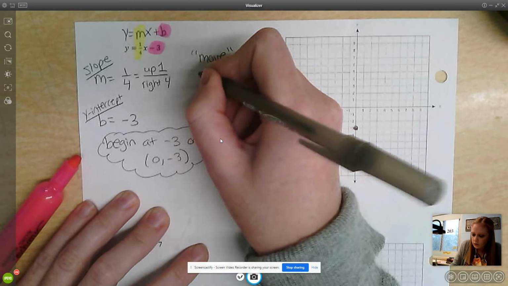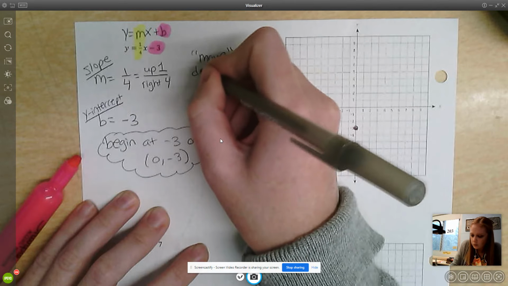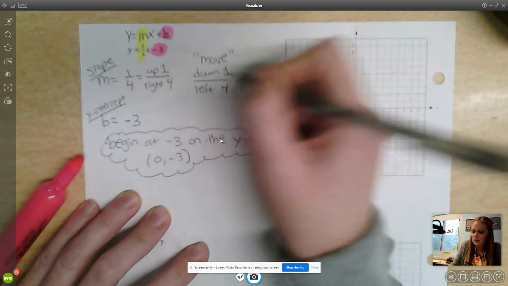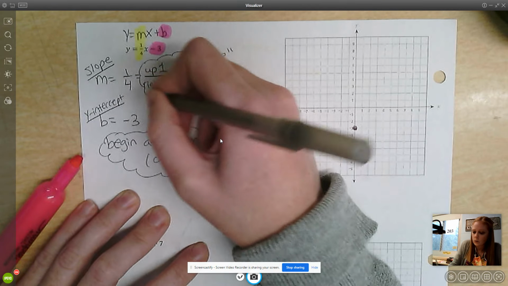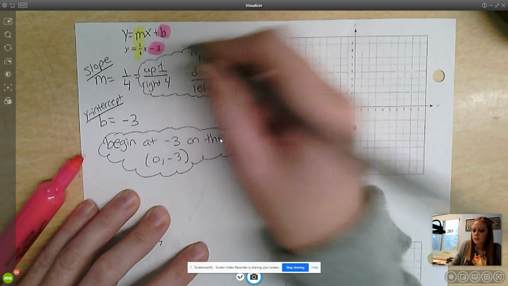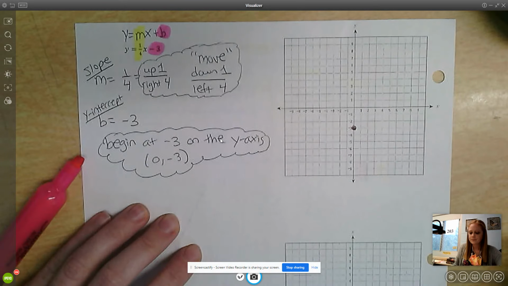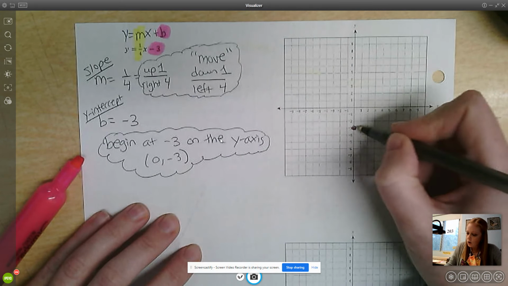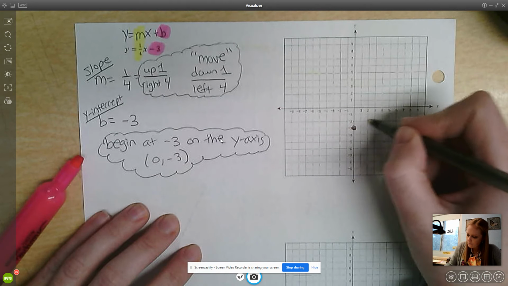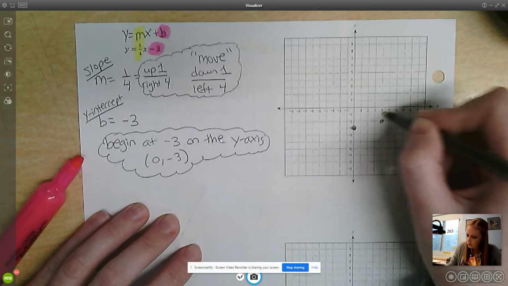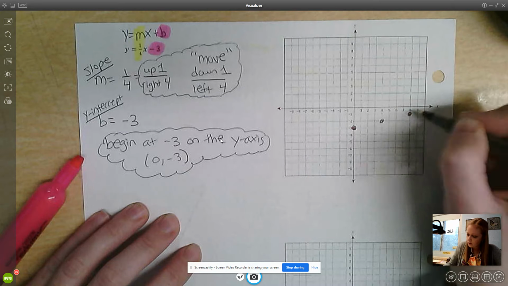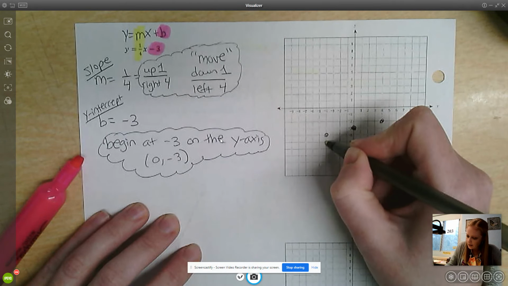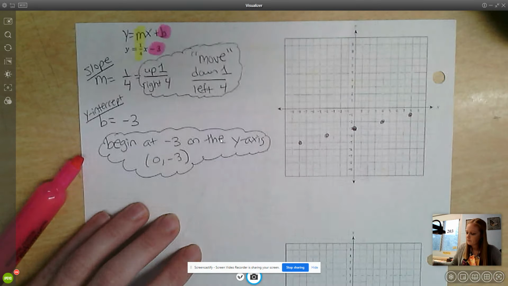And then I'm going to reverse it. Up 1, the opposite would be down 1. Opposite of right 4 would be left 4. Okay, so these are the different ways that we will be moving because of our slope. All right, so I began at the point 0, -3. Now I'm going to go up 1, right 4. Up 1, right 4. Reverse it. Down 1, left 4. Down 1, left 4.